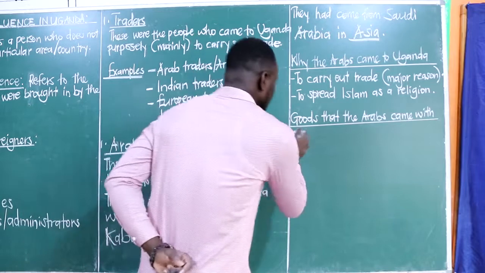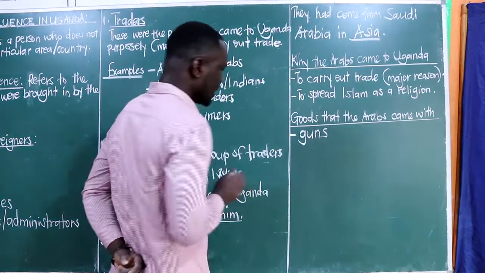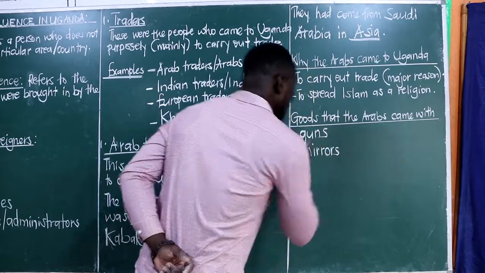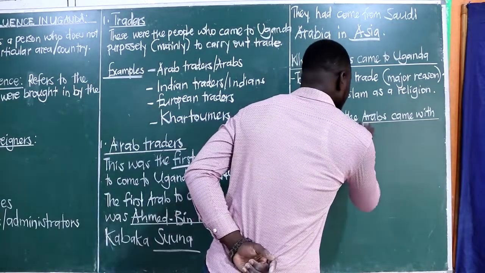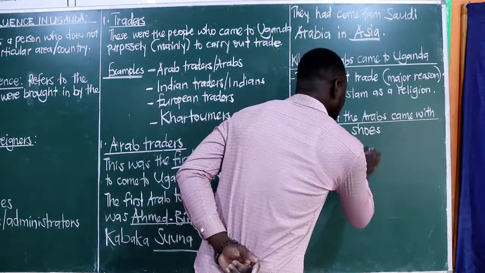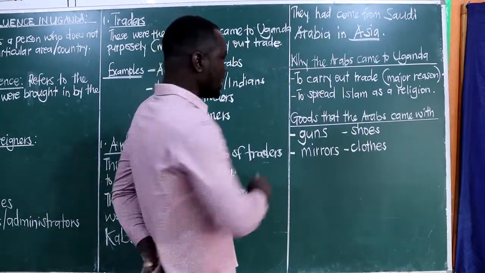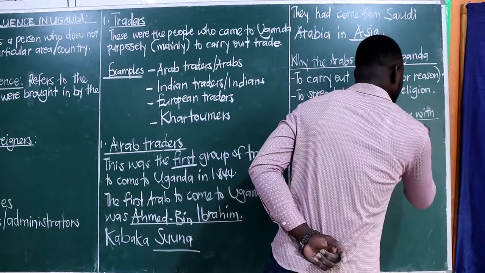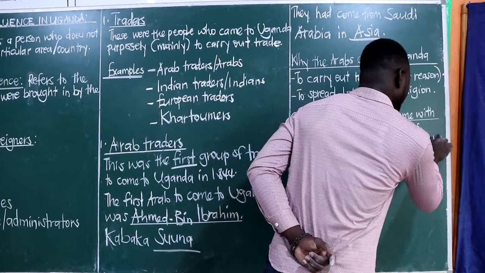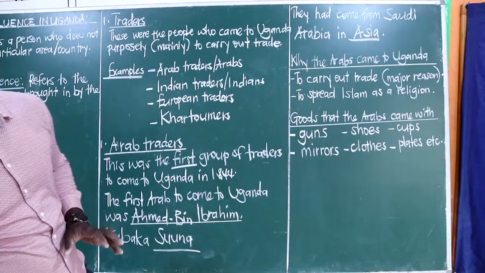So let's look at the goods they came with. The Arabs came with guns. The Arabs came with mirrors. The Arabs came with shoes. The Arabs came with clothes. I believe we are following them. The Arabs came with cups. They came with plates, among others. So those are the goods that the Arabs had brought.